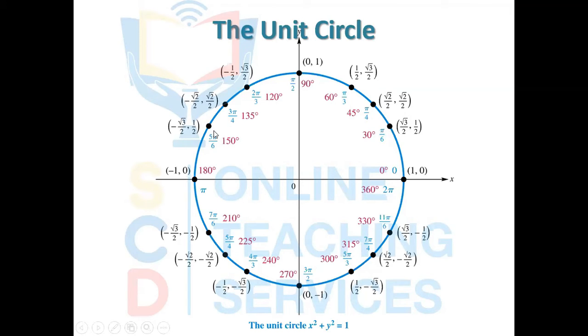We have 5 pi all over 6. And then we have pi. We have 7 pi all over 6. And then we have 4 pi all over 3. And then 3 pi all over 2. We have 5 pi all over 3. And then 11 pi all over 6. And then we go back to 2 pi. So these are the basic radian measures in a unit circle.